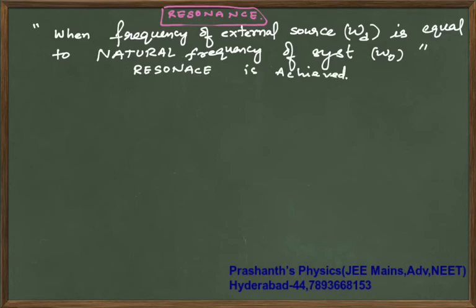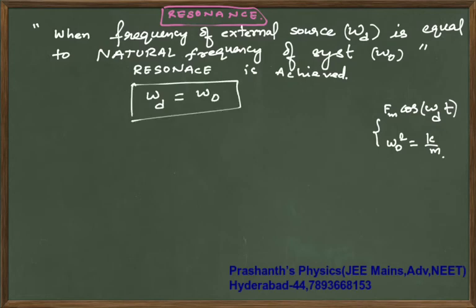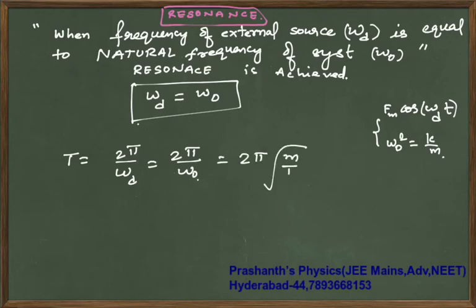Now what is this external source frequency and what is this natural frequency? In forced oscillation we apply some external force Fm cos of omega d t. Natural frequency is omega naught square equal to k by m. So omega d should be equal to omega naught. If that is the case, then resonance will occur. In resonance, your time period will be 2 pi by omega d, which is equal to 2 pi by omega naught, which is equal to 2 pi under root m by k for a spring mass system. So this is your basic idea of resonance.